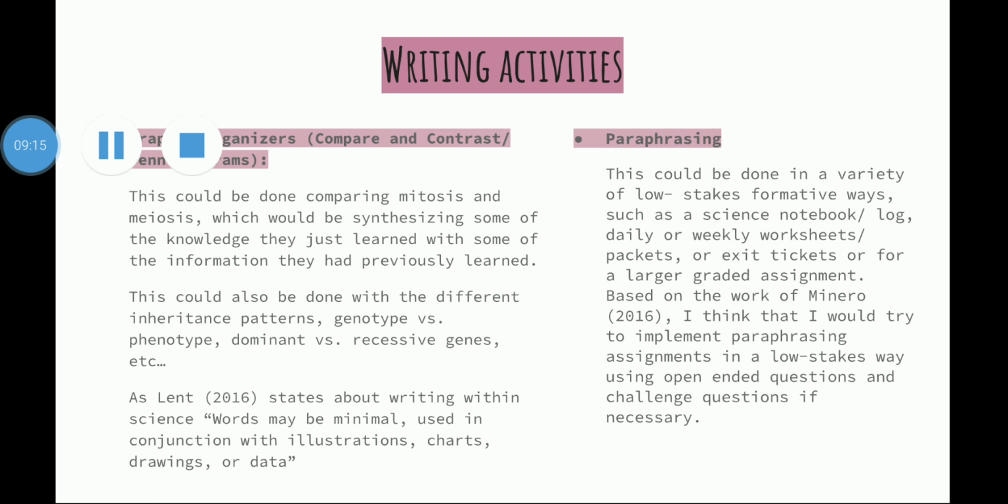Another way that I could help them with their paraphrasing is using challenge questions if necessary. So, why do you think that the author said it this way? Or how did you identify the main idea when you were paraphrasing?